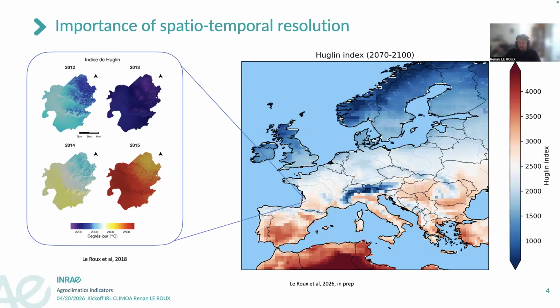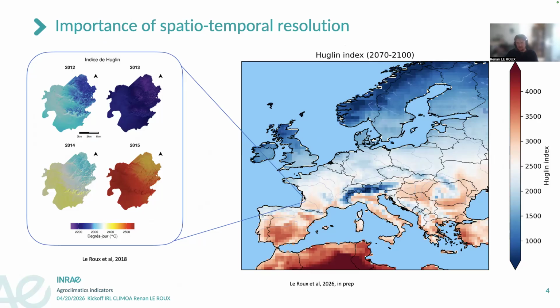Another important topic is the importance of the spatio-temporal resolution when using agroclimatic indicators, and we have worked a lot on that in the past few years, especially at very fine scale. Here you've got the same index, the Huglin index, which is an index computed for agroclimatic conditions of vine and wine production. On the right side, you've got a European map for the Huglin index at the end of the century with one climate model. You can see that there is a lot of variation in Europe, of course, of this kind of index.